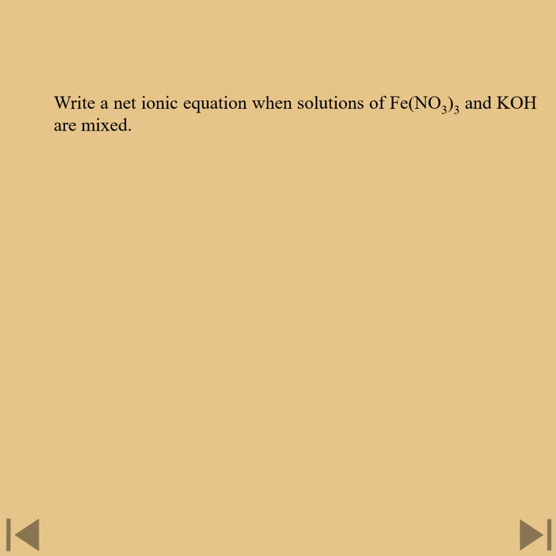Okay, we're asked to write net ionic equations when solutions of iron 3 nitrate and potassium hydroxide are mixed. Well, first, a solution of iron 3 nitrate exists as separate iron 3 ions and nitrate ions. And a solution of potassium hydroxide exists as separate potassium ions and hydroxide ions. If we have solutions of these ionic compounds, they must have dissolved, which means they must be in solution.